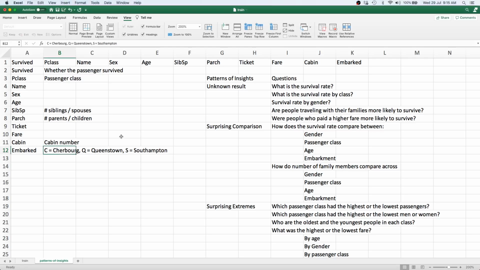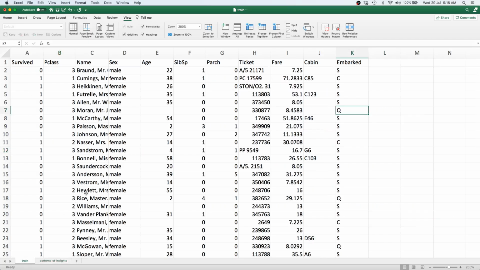So let's go back to the sheet with the data and try to start answering our questions. Well, the first question that we asked was, what is the survival rate? And that can be answered by looking at this column. We essentially have a binary indicator which tells us whether a particular passenger survived or not. So let's try and take a look at how we would solve this.